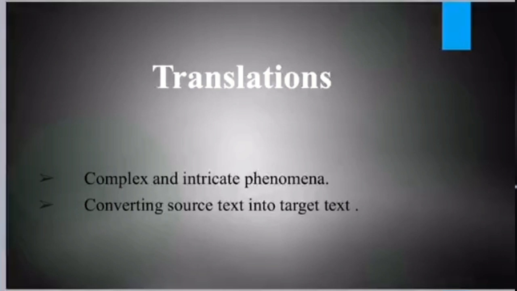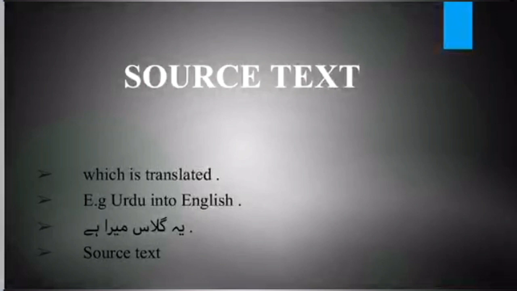So what is source language text? It's a very important phenomenon for translation because without this text we are unable to do translation. So what is source text? It is the written, original text, or the text which is translated into another language. Like, as I have given you the example, we have a text in the Urdu language and we are asked to convert that text into the English language. So the text which is provided to us for the conversion is the source text.